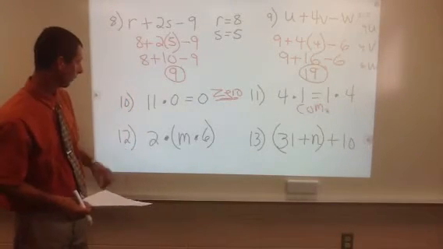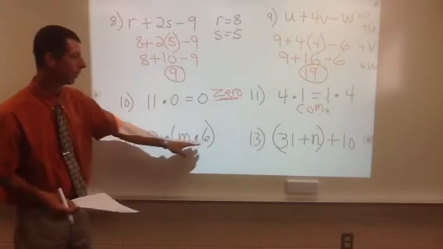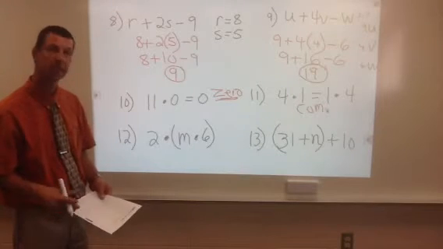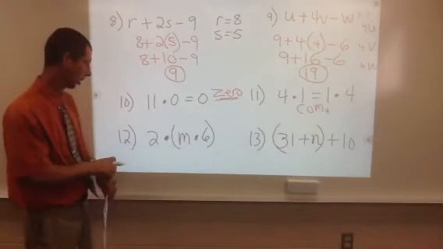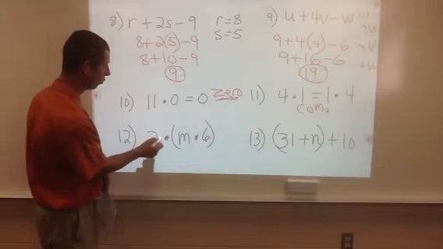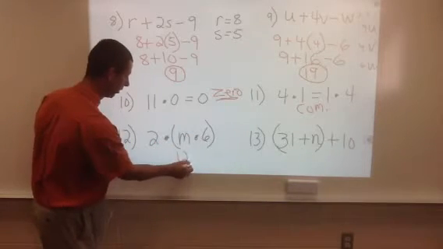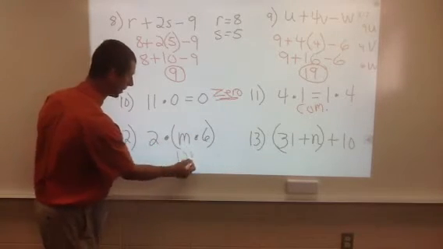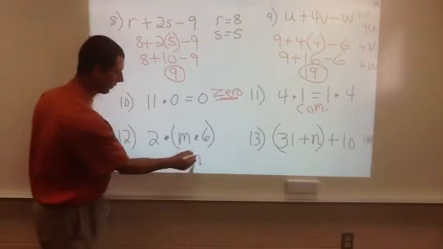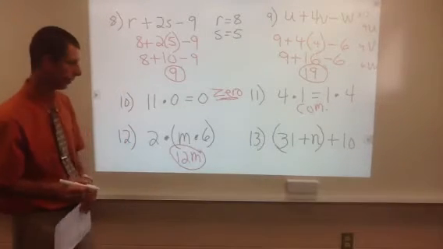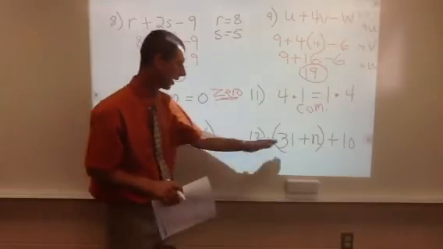All right, number 12. This time we got to combine what we can here. We got to simplify it is what the directions are going to ask. Okay, so we'll go 2 times 6 is 12. Okay, and we don't know what m is, so that's as far as we can simplify it to 12 times m.